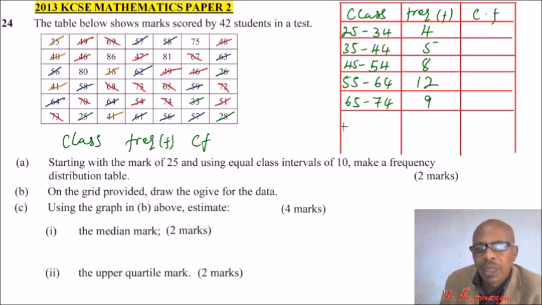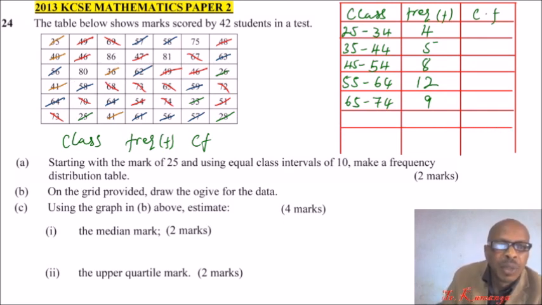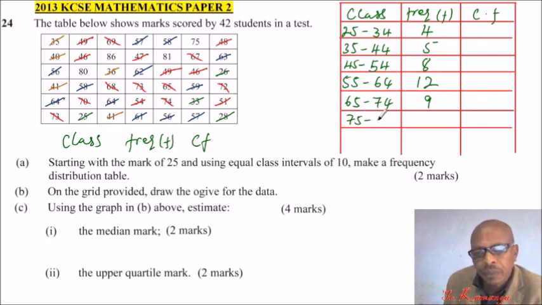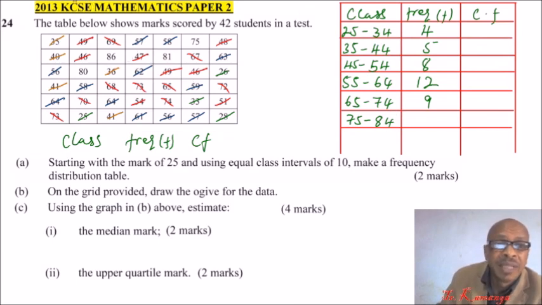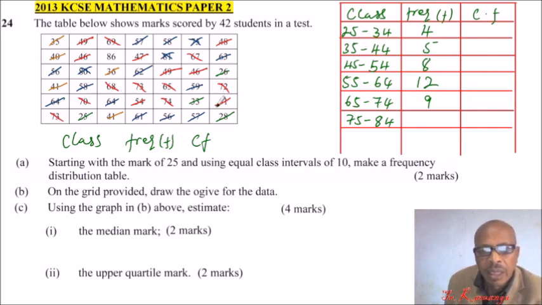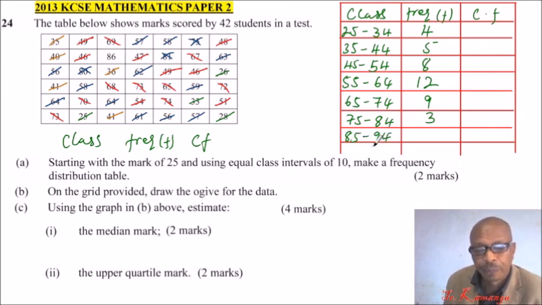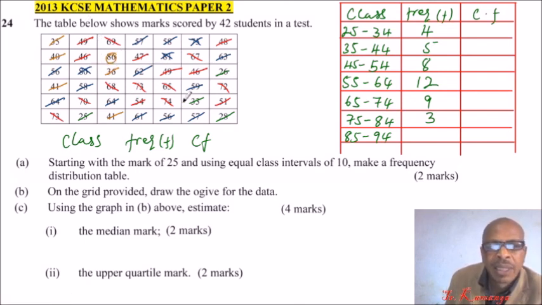Okay, so we put another row, and this row now has 75 to 84. So we get those values between 75 and 84. 1, 2, 3. The ones I can see, there are 3. So we come here and put 3. We put another row here, and this is a class of 85 to 94. We have one, and another one. And I think we have marked all of them.